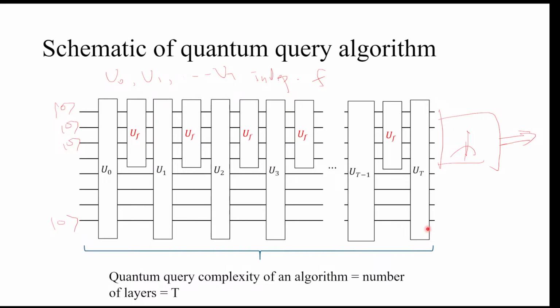So you think about a quantum query algorithm, where the input are all 0 and the actual input is the black box. You will ask the black box several times and do unitaries that are independent of your small f. In the end, you do a measurement and try to calculate something about your small f. In this picture, the quantum query complexity will be the number of layers here.